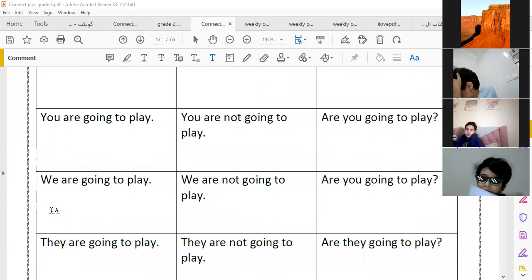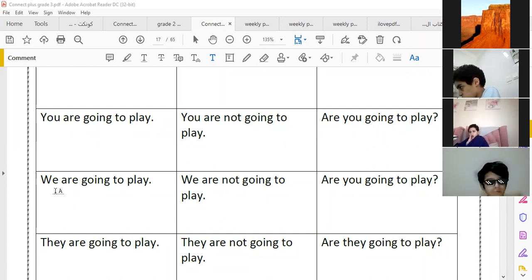You and we and they take are. You are going to play. We put verb to be are and then going to and then the verb. To make negative, we put not. You are not going to play. To make question, we start with are. Are you going to play?